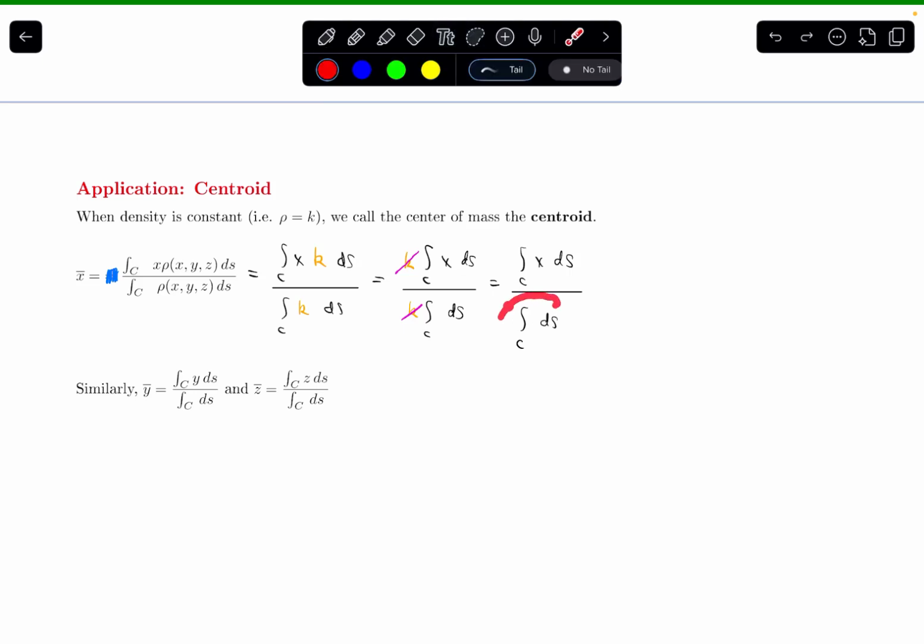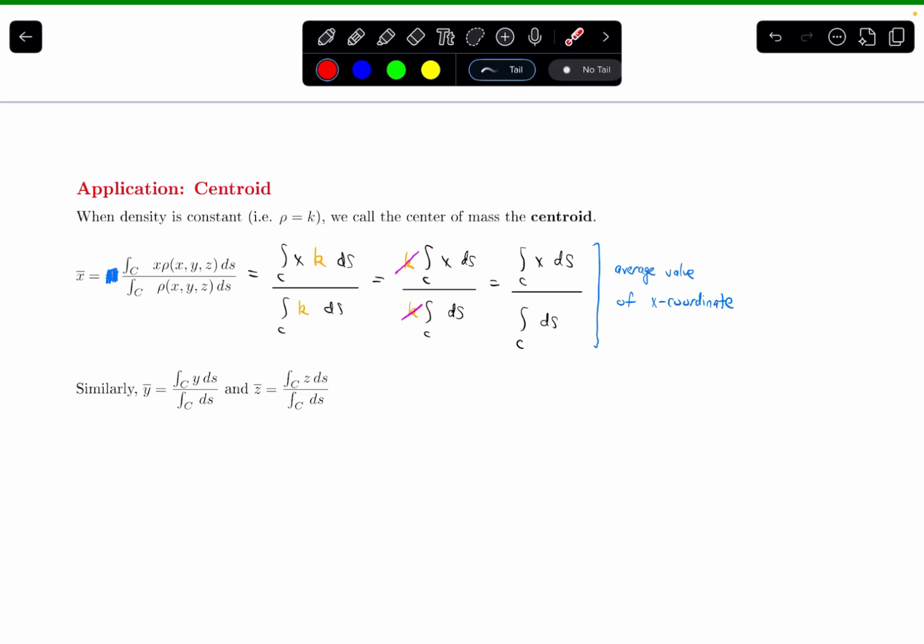Remember that this integral in the bottom, line integral of 1, that's the arc length. And what we have here is a formula we've kind of seen before. This is actually the formula for the average value. It's the average value of whatever function is here on the top, so x, so the average value of the x coordinate along our curve. So if I had some curve with a constant density, it would be telling me, well, what's the average of the x coordinates along the way?